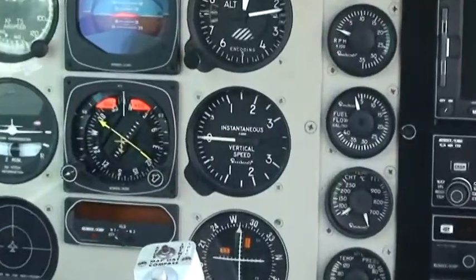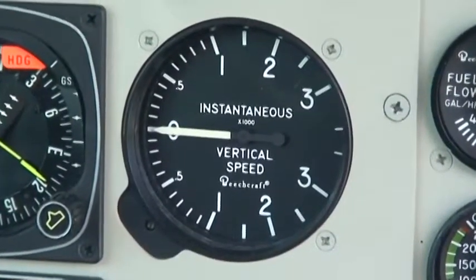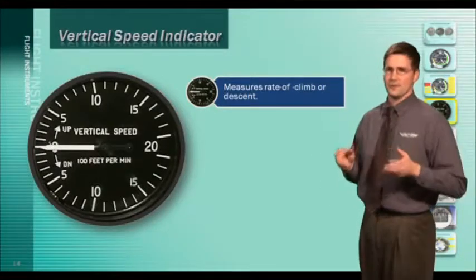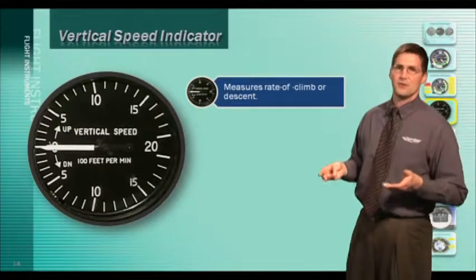Next, we'll talk about the vertical speed indicator, or the VSI. Now, the VSI measures the rate of climb or descent in hundreds of feet per minute. For example, 500 feet per minute, 1,000 feet per minute, and so on and so forth.